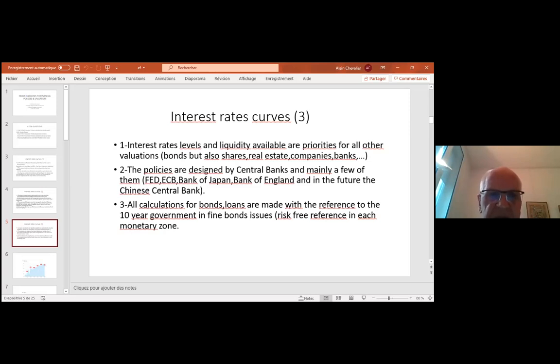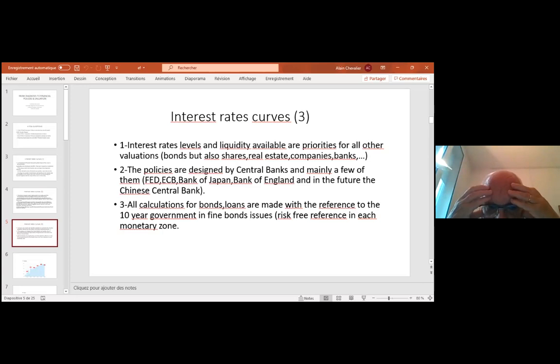Second, the policies are designed by central banks, mainly for the short term, and mainly by a few of them. That means all these short-term interest rates are in fact managed by a kind of club of players, which are the largest main central banks in the world. The US one, the European one, the Japanese one, the Bank of England, and probably in the future, if it is the case right now, it's difficult to understand, the Chinese central bank.